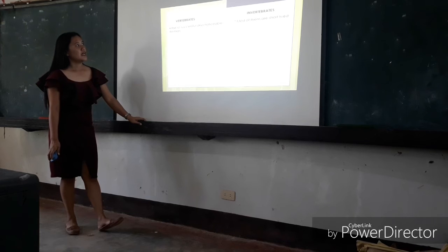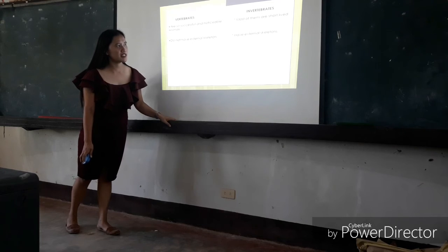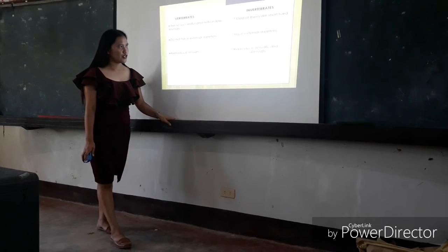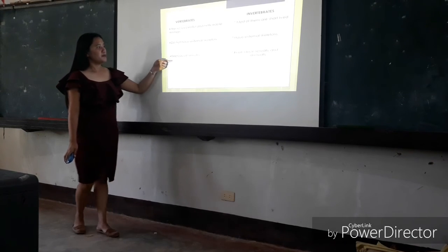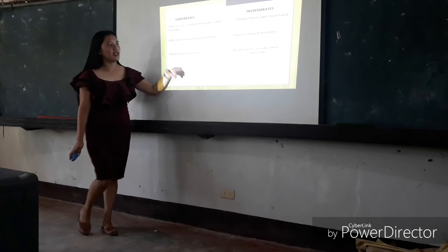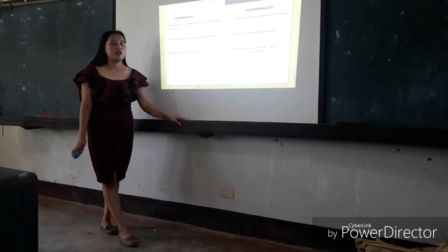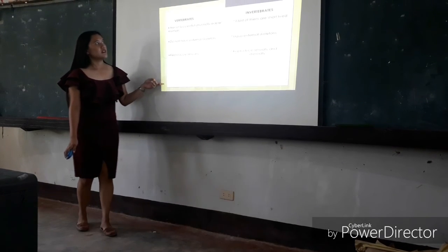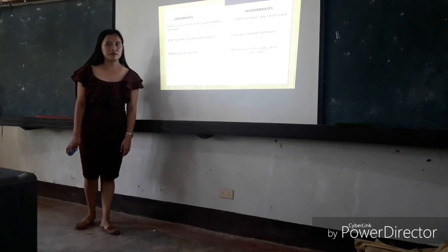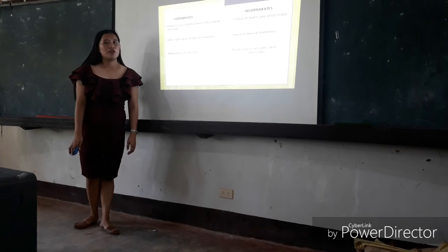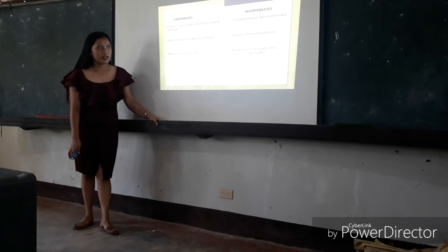Another distinction: vertebrates do not have an external skeleton, while the invertebrates have an external skeleton. The last distinction: vertebrates reproduce sexually, while invertebrates can reproduce sexually and by asexual methods of reproduction. That is the distinction of the vertebrates and invertebrates. Do you have any question or clarification about vertebrates and invertebrates?